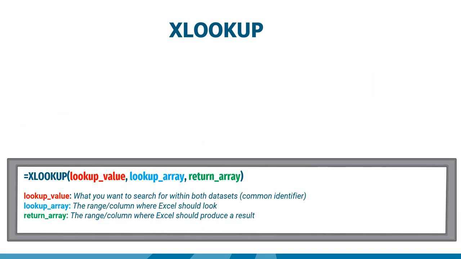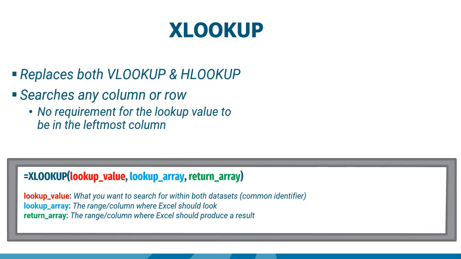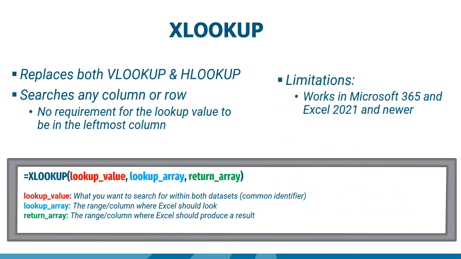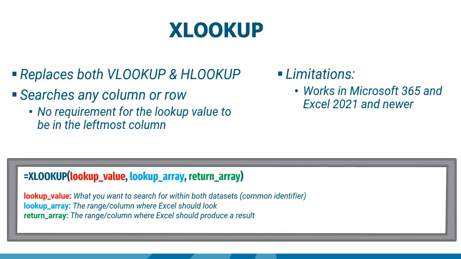Now let's look at an XLOOKUP, the modern replacement for both VLOOKUP and HLOOKUP. Unlike VLOOKUP, XLOOKUP isn't restricted with its columns, and it isn't limited to only looking to the right. It can search in any direction, left, right, up, or down, giving you much more flexibility in your search. The only real limitation with XLOOKUP is that it won't work in older versions of Excel. You must be using Excel 2021 or newer, or Microsoft 365.